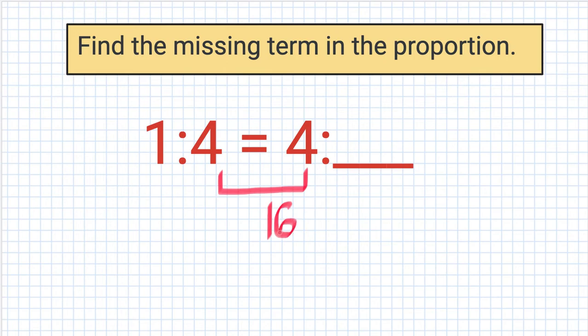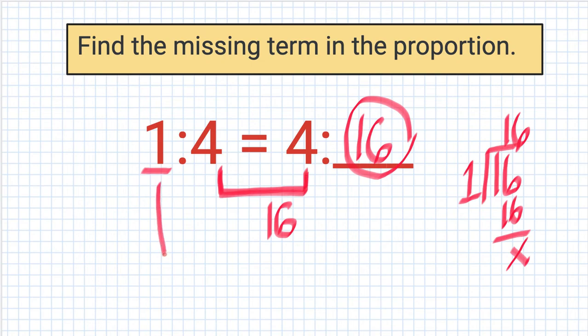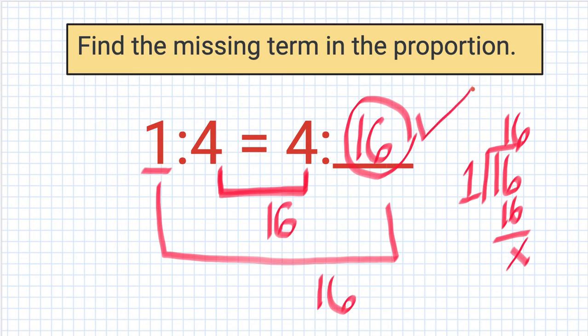After that, whatever the product, you need to divide it by the remaining number. The remaining number here is 1. So 16 divided by 1 gives us 16. Therefore, the missing number here is 16. Let's check if the product of the means and the product of the extremes are equal. 4 times 4, 16. 1 times 16, 16. So therefore, our answer is correct.